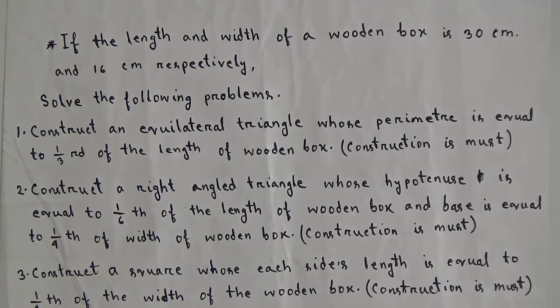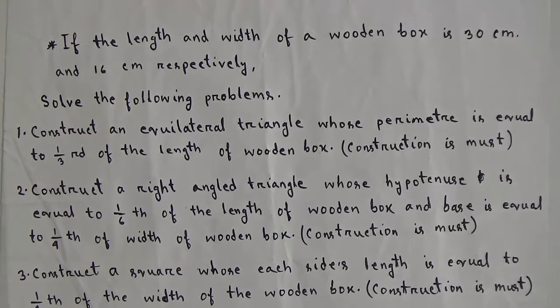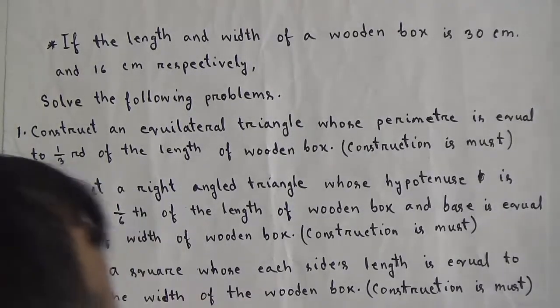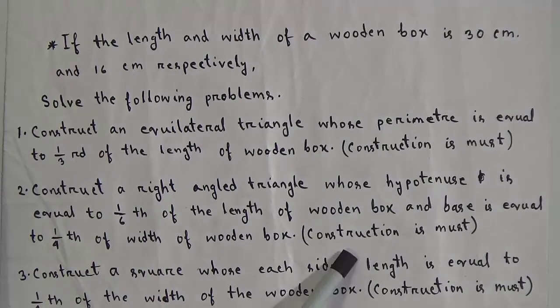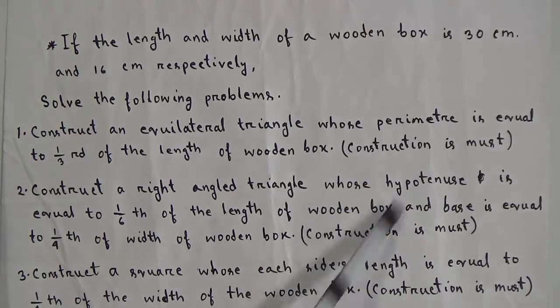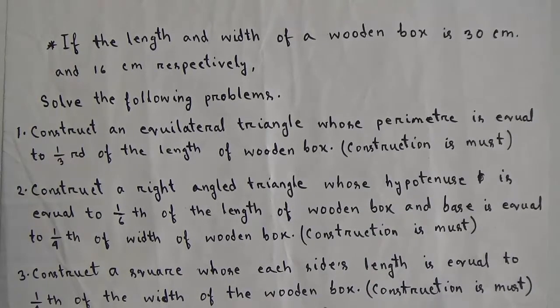Dear students, here the length of the wooden box is 30 centimeter and its 1/3 will be 10 centimeter. That means the perimeter of the equilateral triangle will be 10 centimeter. We have to draw the triangle, and you know that equilateral triangle means all of the sides will be equal. That means all sides length will be 10/3 centimeter. Now we'll draw the triangle. Dear students, here in the bracket it is written that construction is a must. That means we have to draw the figure only, need not write the description.